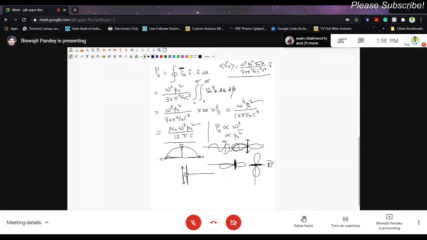So for electric dipole radiation, I think I have discussed the primary idea behind this. Now let us move into the magnetic dipole radiation. Just like electric dipole radiation, we can also have magnetic dipole radiation.